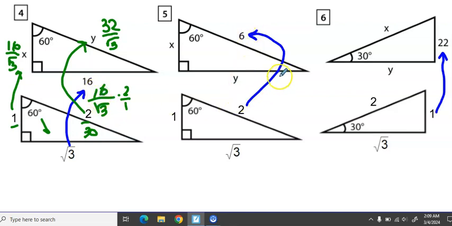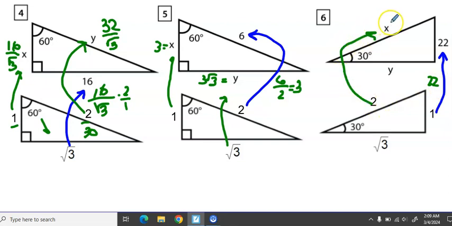Problem 5, if I take 6 divided by 2, that's 3, so that's my scale factor. So I'm multiplying this by 3, so 1 times 3 makes x 3. If I multiply the root 3 by 3, y is 3 root 3. Problem 6, if I take 22 divided by 1, the scale factor is 22, so 2 times 22 makes x 44. And 22 times root 3 makes y 22 root 3.